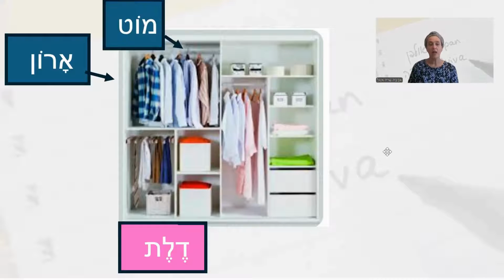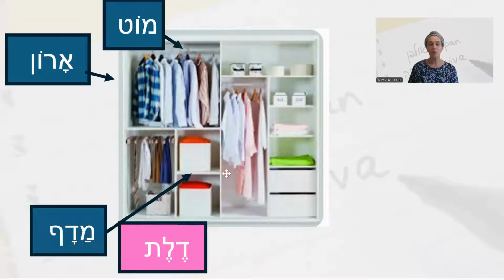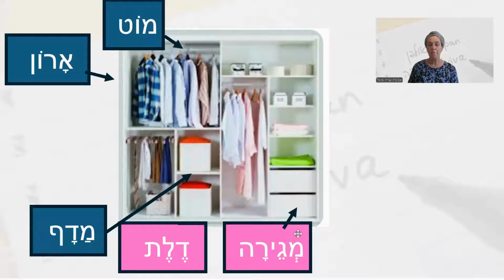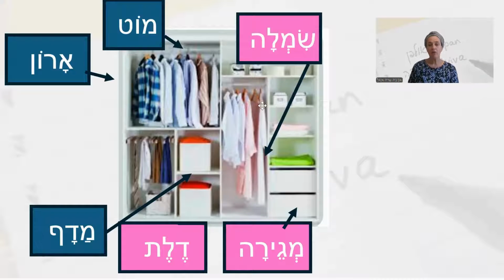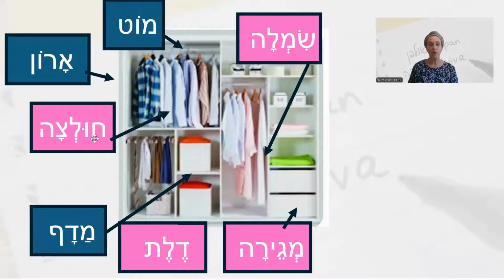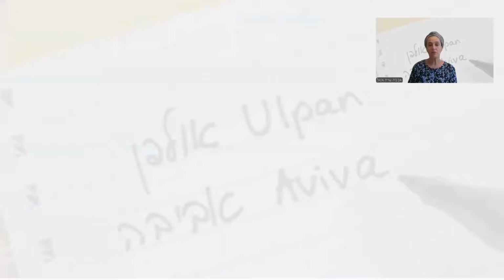A delet. Then we have the mot, the rail. Again, mot ends with a t, but it's a tet sound, therefore masculine. The cupboard also has a madaf, a shelf, also masculine. It has a megera, feminine, kamatz hey, megera. In the aron, we have a simla, a dress, also feminine. And we also have a chulza, feminine. Okay, so usually 80% of the time it follows the rule. Of course, there are exceptions, the 20% of the time.